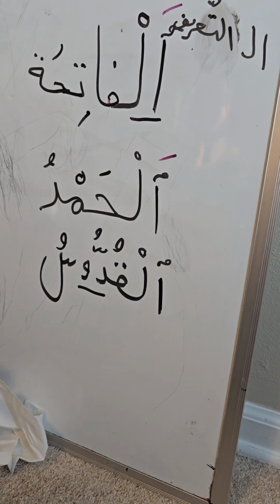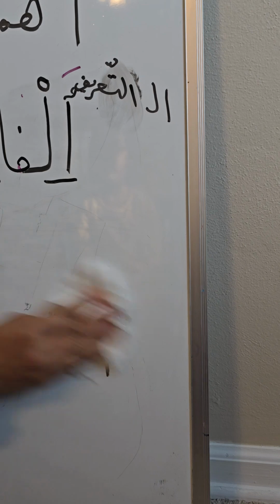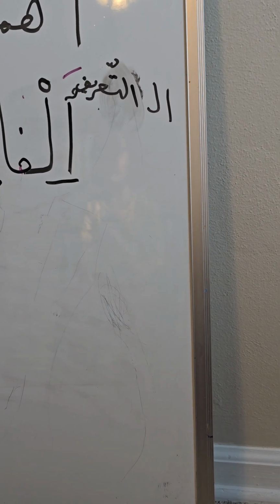Then this is the first rule. If there is nothing before the alif hamzatul wasl, we pronounce it as a. Okay, let's see what we do if there are two words.